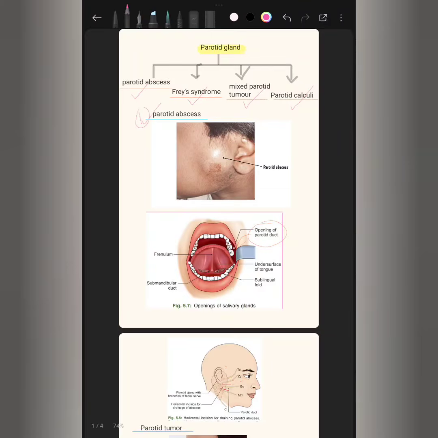As you can see in this picture, this is how it looks, and it is caused because of infection. Suppose there is infection in the mouth that enters through the opening of the parotid duct, as you can see in this picture. From this, the infection enters the parotid gland and leads to pus collection, and later to parotid abscess. So this is the first condition.